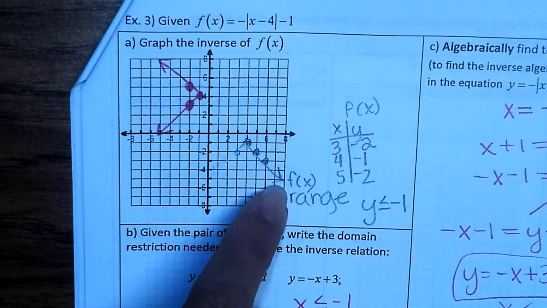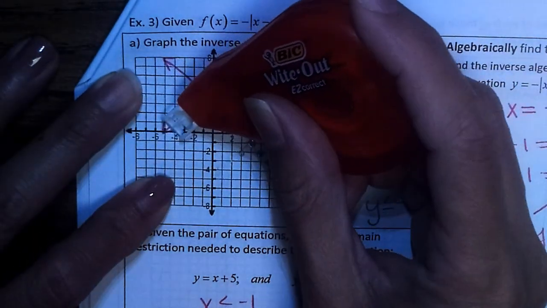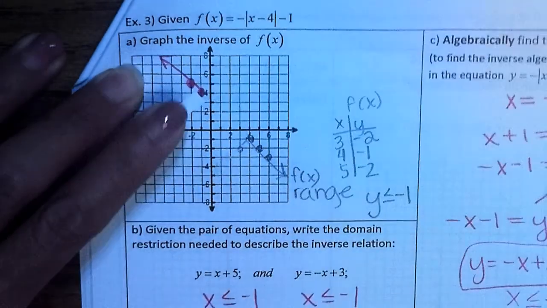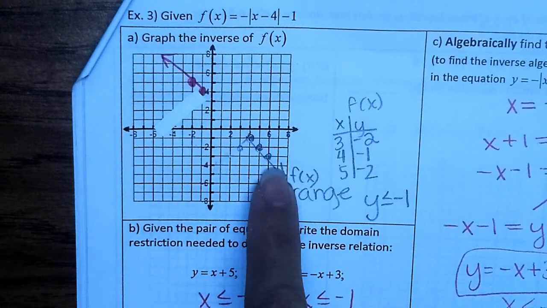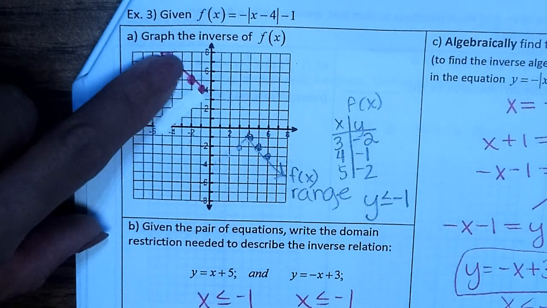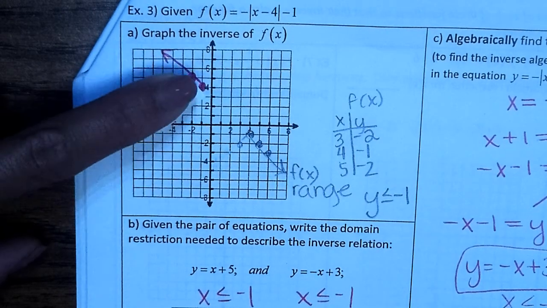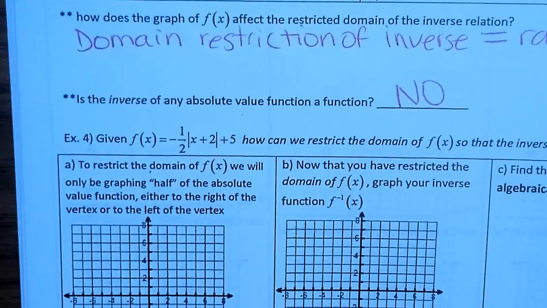And if you do that, once you find your inverse, it's only going to be that part. So if you only graph the ray instead of the whole V, the inverse is just going to be the top half of that sideways V. Now that's a function. So that's what we're about to do in example 4. We're only going to graph half of the V, and therefore the inverse will be a function. So let's try it. Example 4.